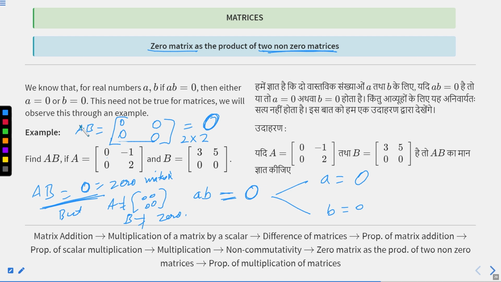So you saw that A is not 0, as you can see, B is non-zero, as you can see, but their product is 0. So in matrices, this can happen: the product of two non-zero matrices can be a 0 matrix. Please do memorize this point. It is very important. From the perspective of MCQ type of questions, this is sometimes asked. Let us move to the next.